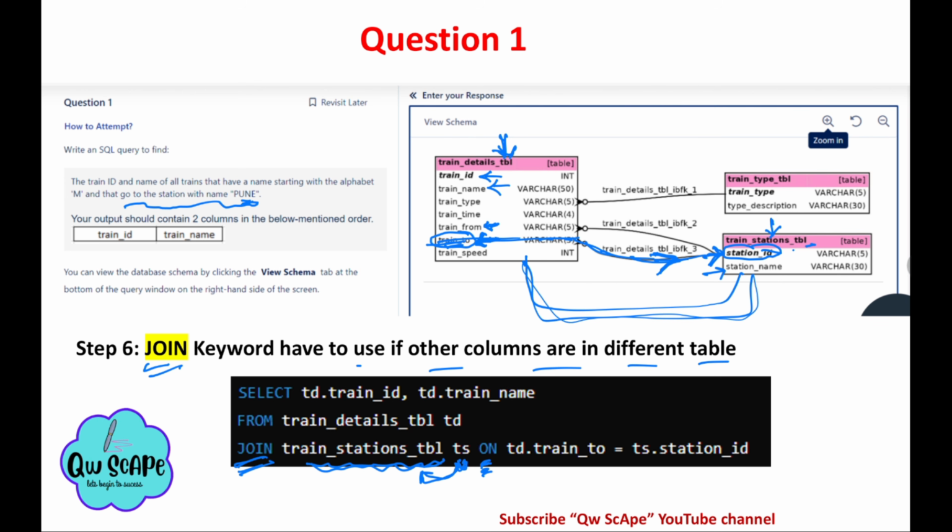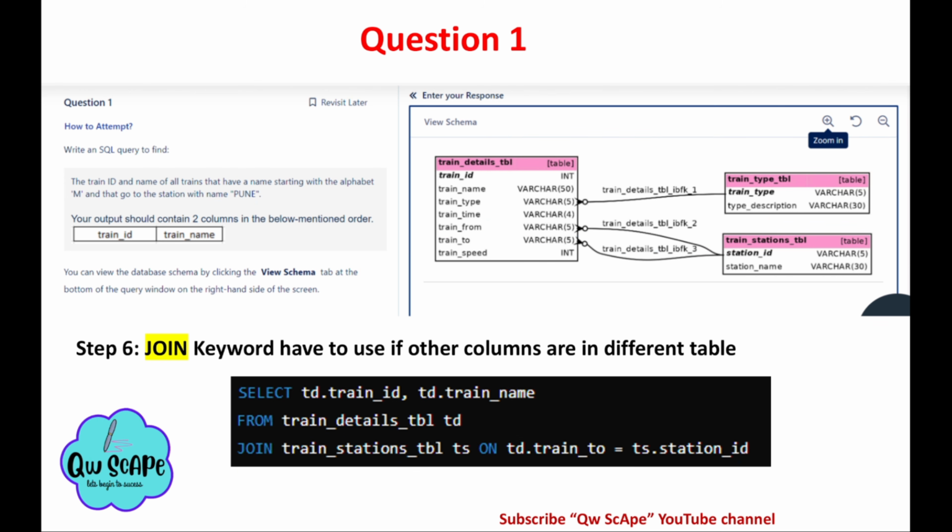As you can see here, we have written the on keyword, and we have to write train to. Train to is the column name here, and station id is the column name in this table. So we put station id, and an equal operator here. TD is representing what? It is representing train details tbl. So train to is a column belonging to TD, and station id belongs to TS. What is TS? As I told you, the short form of the train station table. I hope you understand till here. If you didn't understand, just go back and watch again. Now let's see step 7.